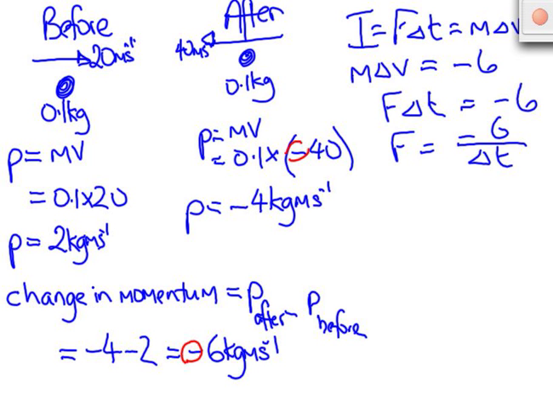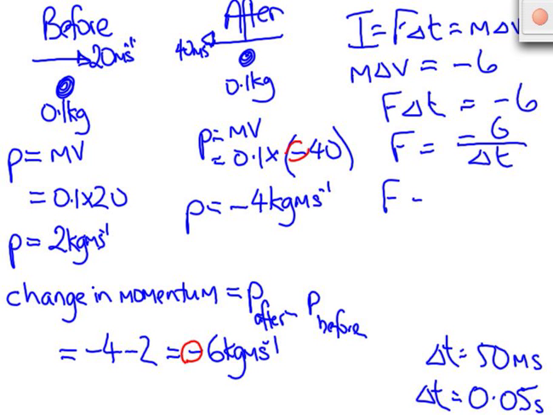Delta t is the time that the racket and the ball are actually in contact, and we're told in the question that they're in contact for 50 milliseconds. If we write that in seconds, we find that delta t is equal to 0.05 seconds. So let's put that number into our equation then. The force is going to be minus 6 divided by 0.05 seconds. That gives us a force of minus 120 newtons.